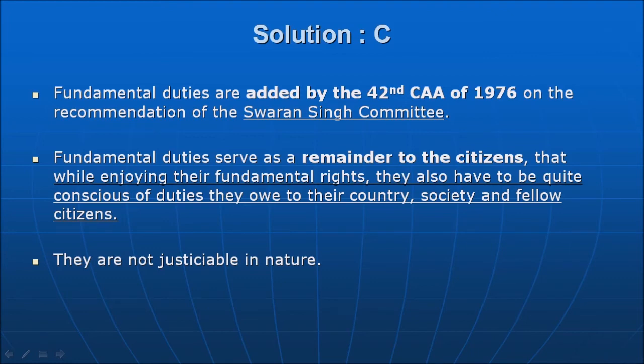And they are not justiciable in nature. That means they are not enforced by the courts of our country unless or until there has been a specific law framed by the legislature regarding that.